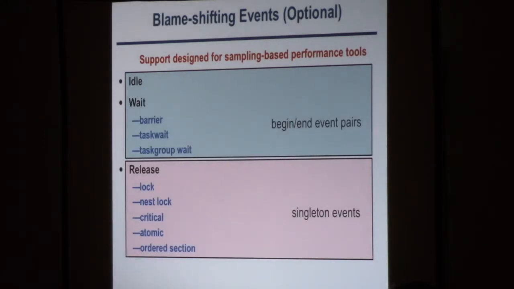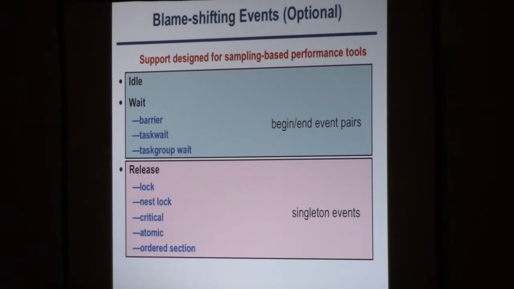So for the blame shifting events, which are optional, the idea is these support sampling-based performance tools, and what we want to know is when you're waiting. The idea behind this blame shifting concept is that you might be waiting for a lock, and if I'm using profiling and I'm measuring that a thread is spinning waiting for a lock, that's measuring a symptom. And what we actually want to do is report what the cause is.